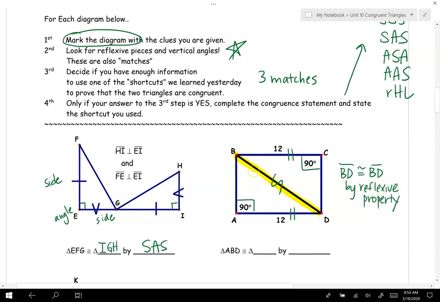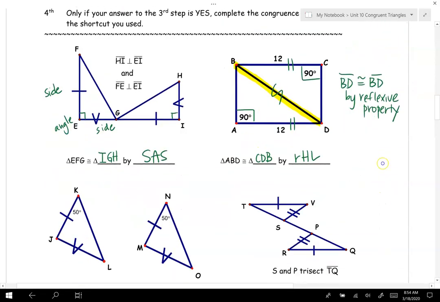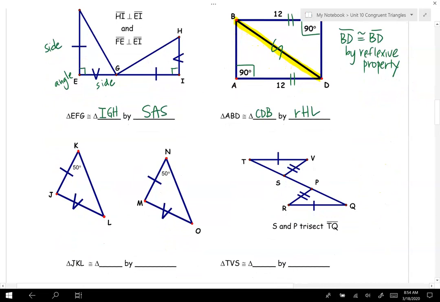So triangle ABD matches with triangle CDB. Now let's look at this. Is this side angle side? No, because the angle's not between the 2 sides. But I do have a right angle. I do have the hypotenuse here, segment BD, and then one of the legs. So this is RHL. So I hope that you can see, if you look at these long enough, the difference between right triangles and then whether or not it's side angle side or right angle hypotenuse leg. Right? We'll look at the next one here.